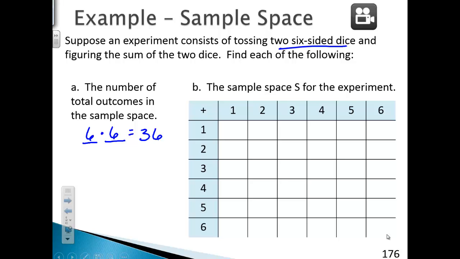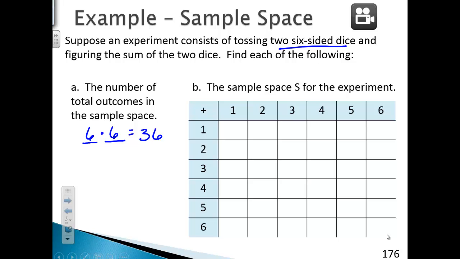Now, part B asks us to actually find the sample space. Find those 36 things. So, it says we are figuring the sum of two dice. So the sum of the two dice, that's going to be what our sample space consists of. What I've done on this page is built an addition table for you, just like you saw back in grade school, because this is the easiest way to build the sample space for the sum of two 6-sided dice.